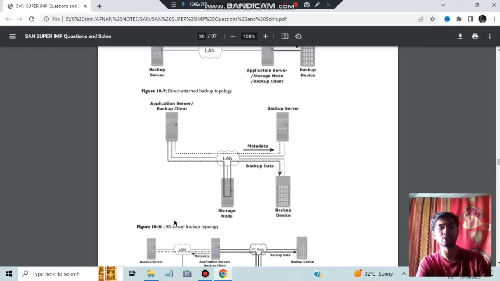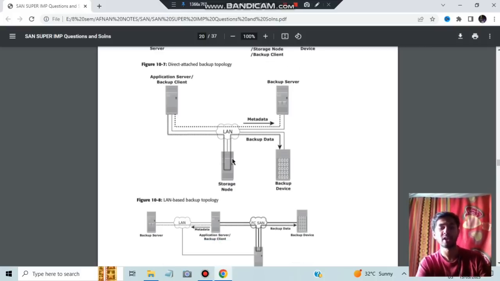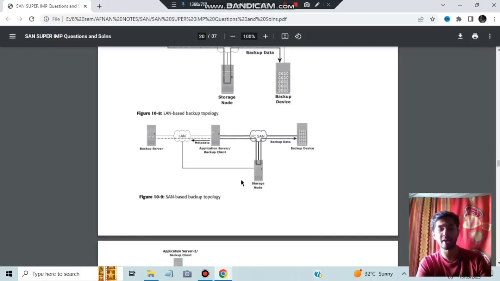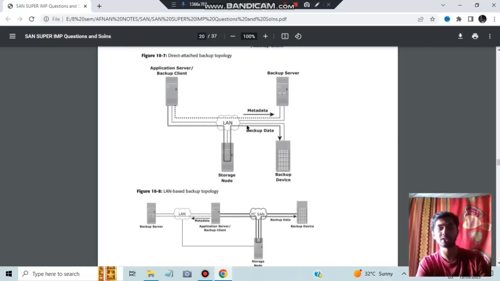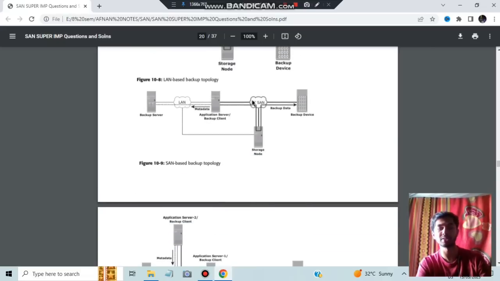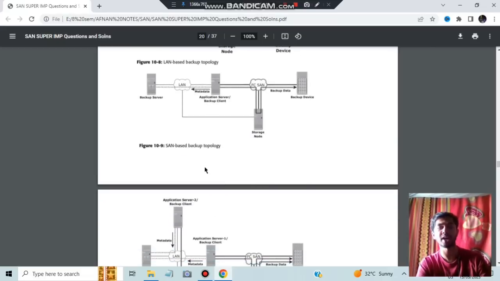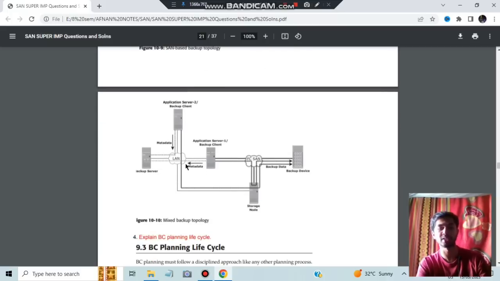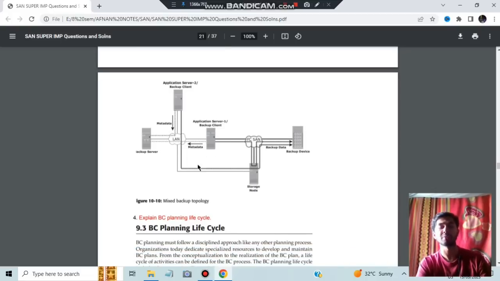it is called LAN based, and the transfer happens with the metadata with respect to LAN. And if it is SAN based, we'll have a storage network as well as FC-SAN in between. Those two things are not there in the previous diagrams. So that is the SAN based topology, and the mixed one has all the things: LAN, application backup, FC-SAN, and metadata transferring here. That was the different topologies.